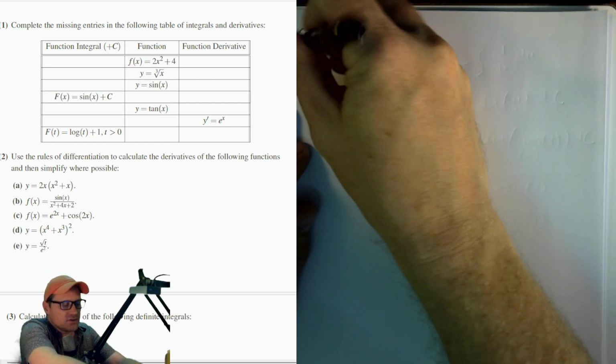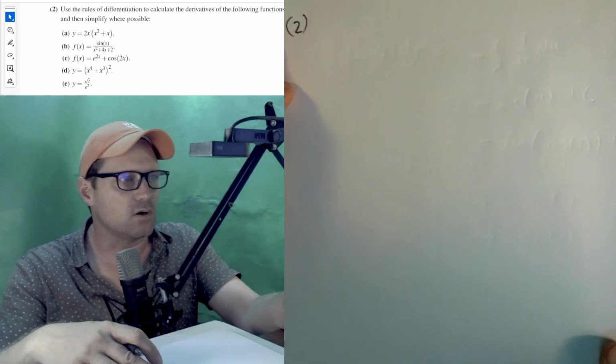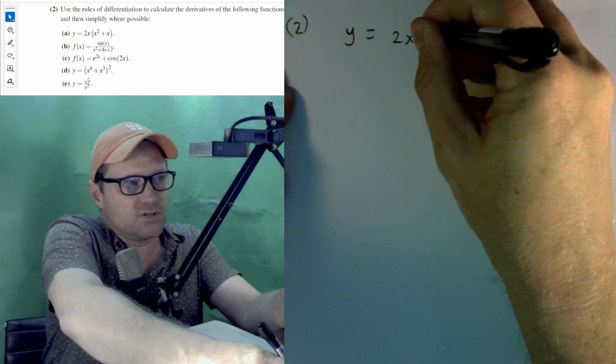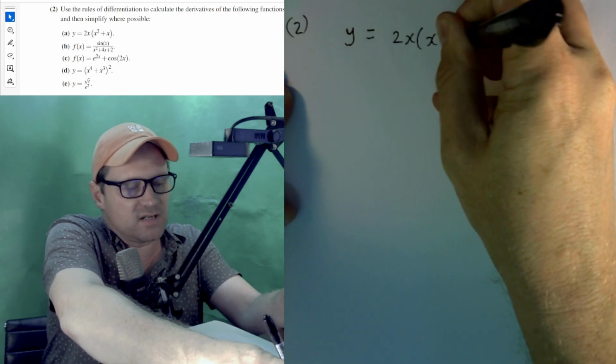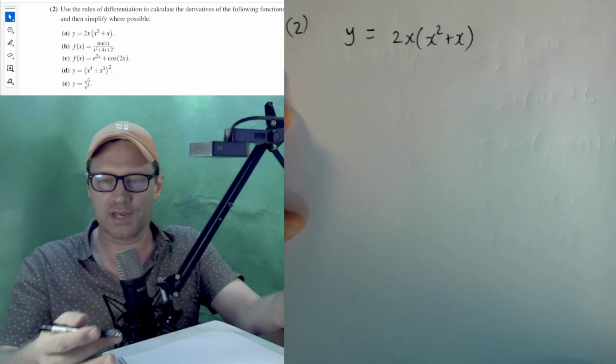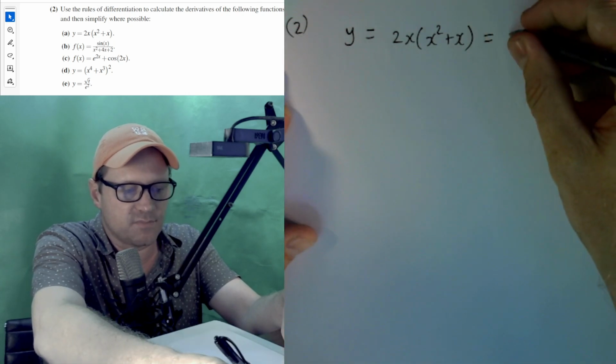Okay, so question 2 says use the rules of differentiation to calculate the derivatives of the following functions and then simplify where possible. Okay, so our first question asks us to differentiate 2x times x squared plus x. So we can do this in two ways. We can use the product rule, or we can expand and then differentiate. The latter one seems a bit better. So let's expand this first.